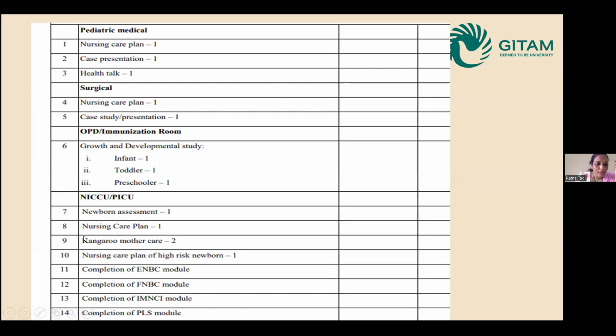Then we have KMC 1, KMC 2. Then we have nursing care plan for high risk newborn, so 4 care plans, and this mandatory module. So we have 4, so 10, 10, 10, 10, 40. Then again I will divide it by 4 and then I will get out of 10. This 10 has to be added in theory paper, not in practical. So this is my specification here.